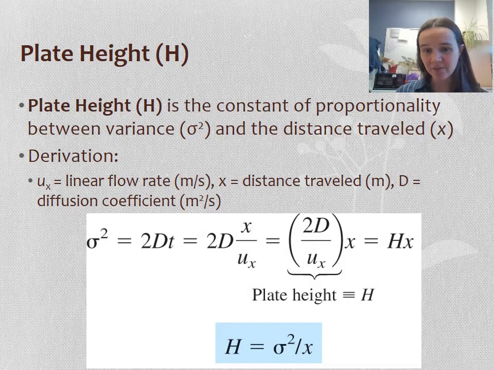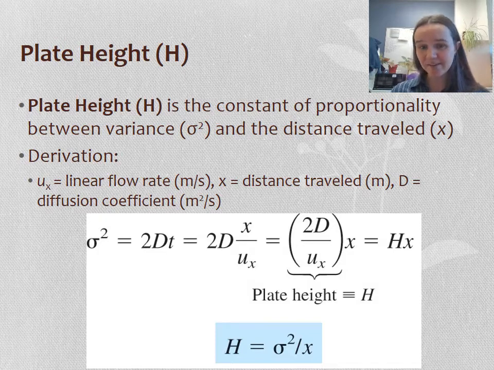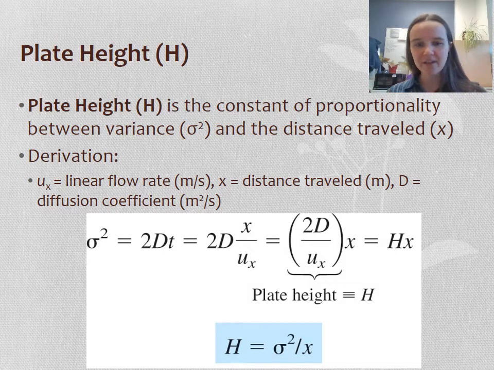Remember, previously sigma was equal to the square root of 2Dt, so you just square both sides. That gives you sigma squared equals 2Dt. And the time that it took is how far it went divided by the flow rate, so that's cool. And we just define this thing of plate height being 2 times the diffusion coefficient divided by the flow rate, okay? And that means that now you've got that H times x equals sigma squared. H is defined as 2D over mu x, 2 times the diffusion coefficient over the flow rate, but really we're saying this is standard deviation squared over the distance.